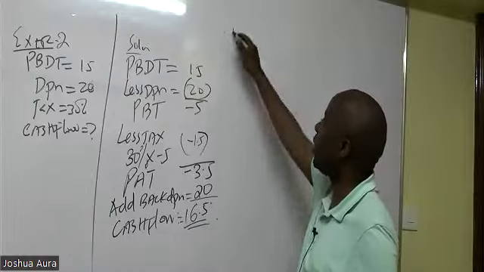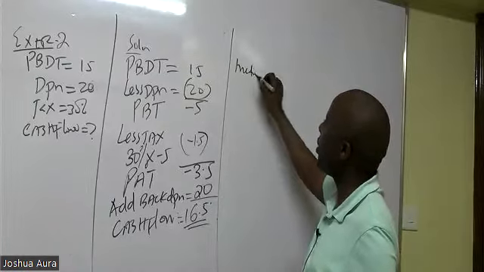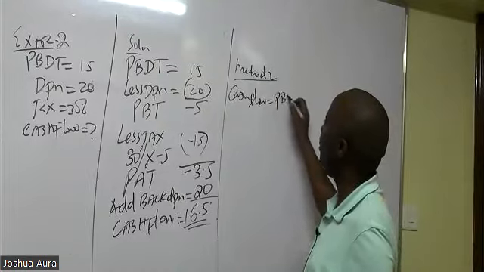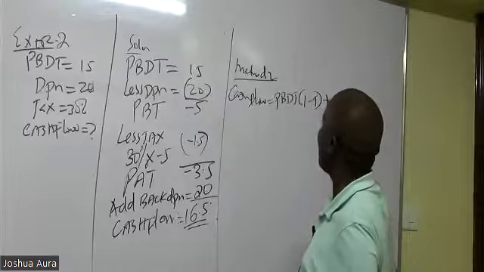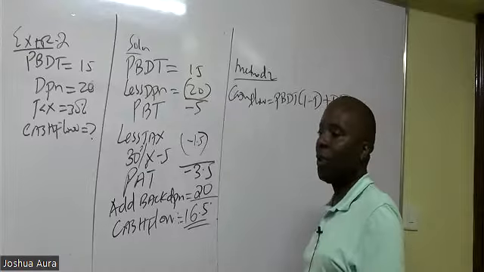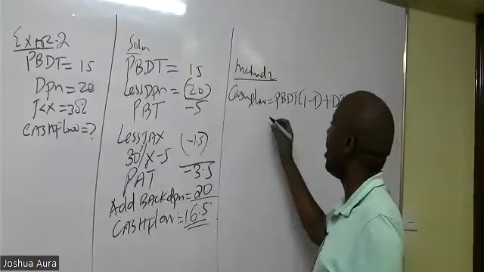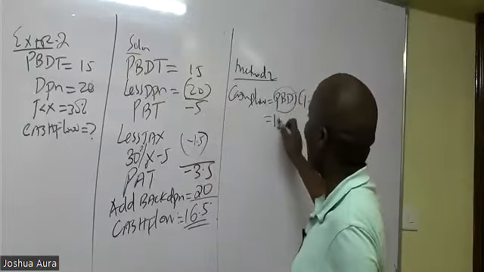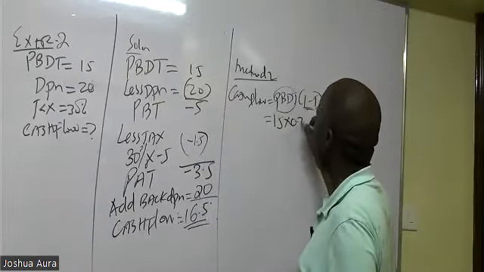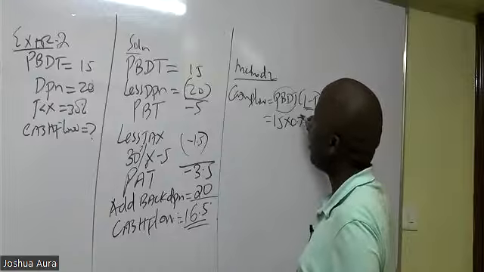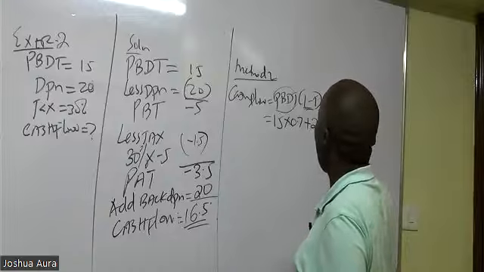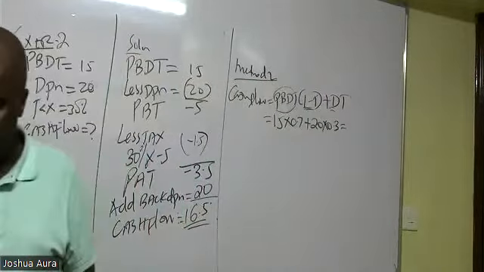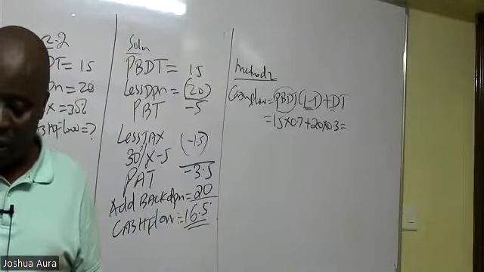And don't forget, ladies and gentlemen, that method 2, just in case you would wish to use method 2, you could have also decided to say that cash flow equals profit before depreciation and tax times 1 minus tax, plus depreciation tax shield. So here we have 15 times 1 minus tax, which is 0.7, plus depreciation, which is 20, times tax itself, which is 0.3. In that case, you'll be able to get that answer.